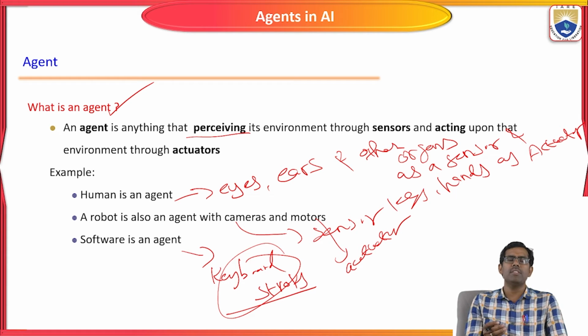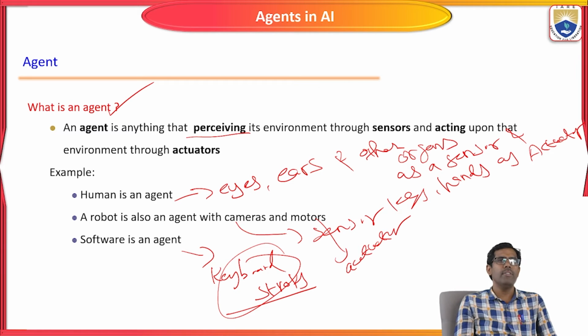What are the output devices? That is the actuator. Based on this, you type something on the keyboard, which is observed through the sensor. That information is passed to the actuator, which acts on it. Whatever letters you type, the display shows the output. So the display screen or printer is an actuator. Software is also an agent.